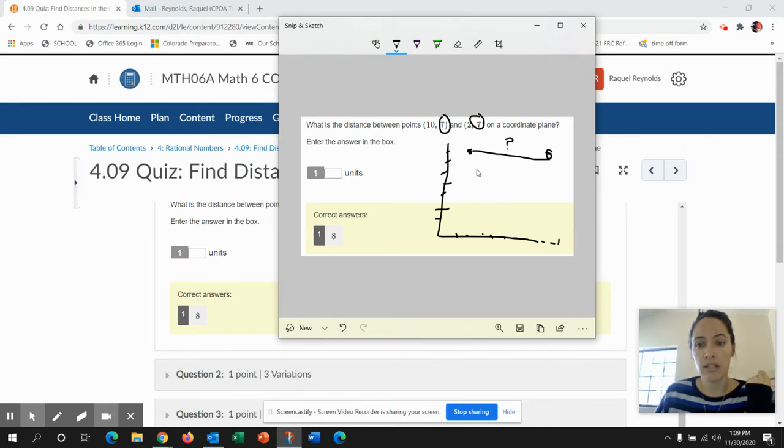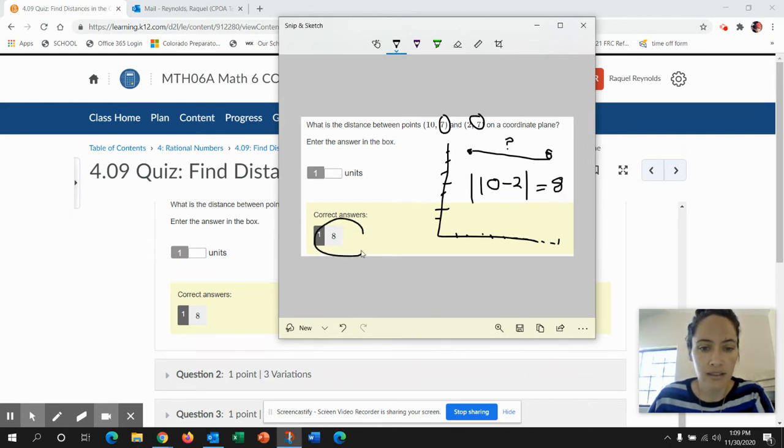So you could graph this correctly and count the units. Or you could do the distance equation, which will be the absolute value of 10 minus 2, right? 10 minus 2, which is 8. Okay, so that's how we solve it. That's what we're thinking about.